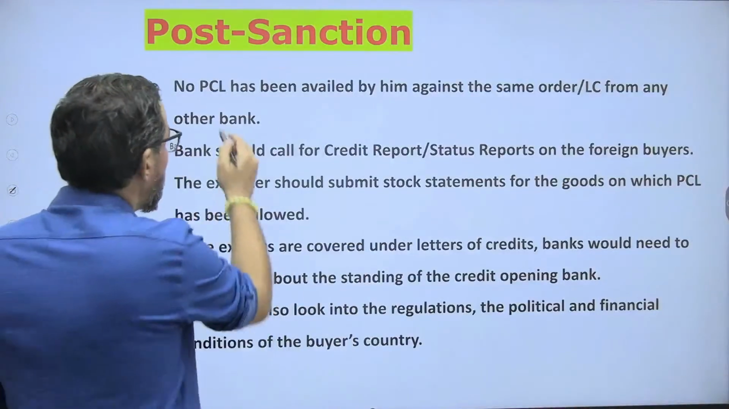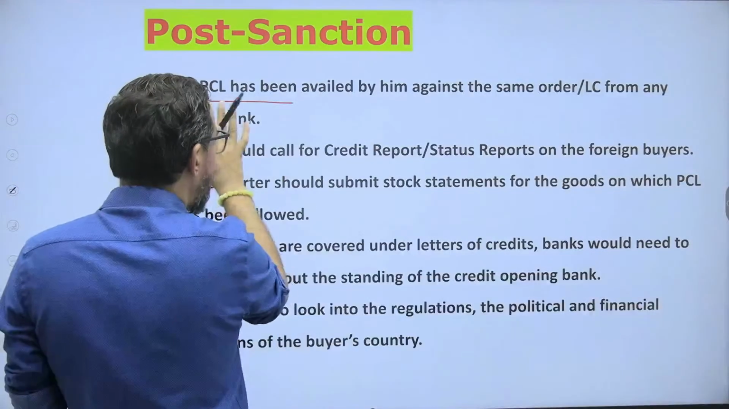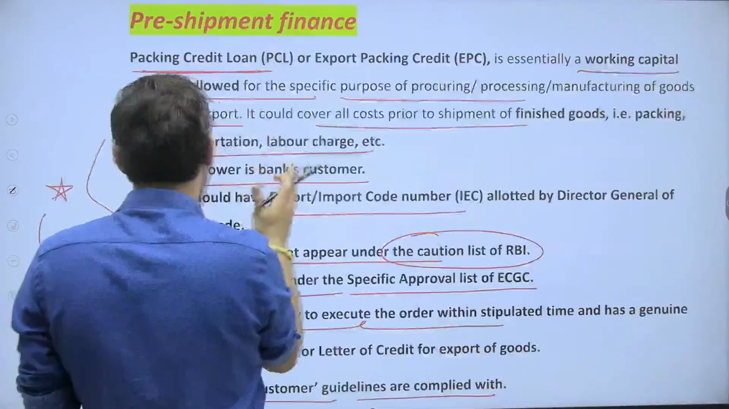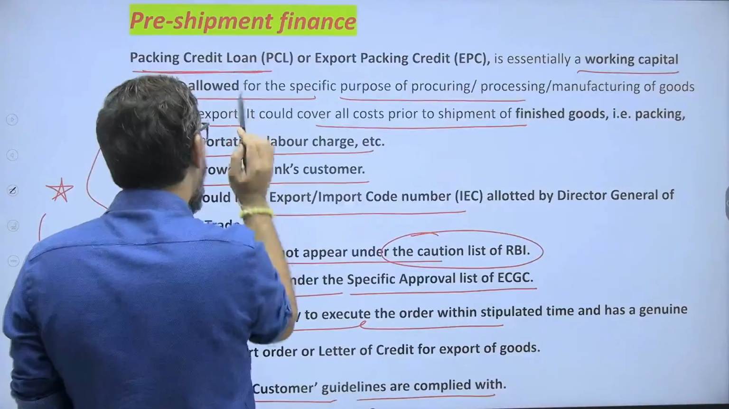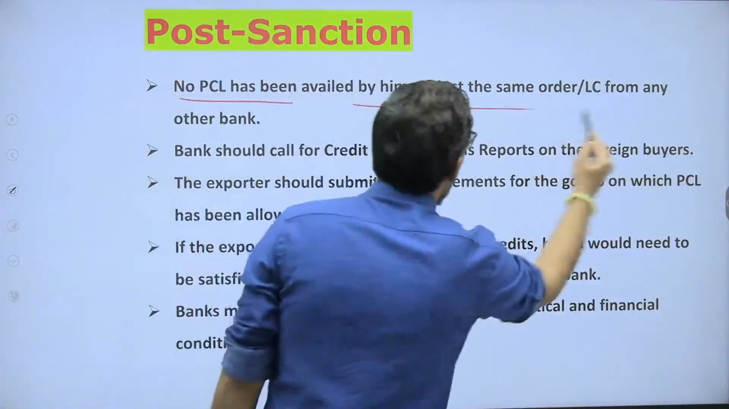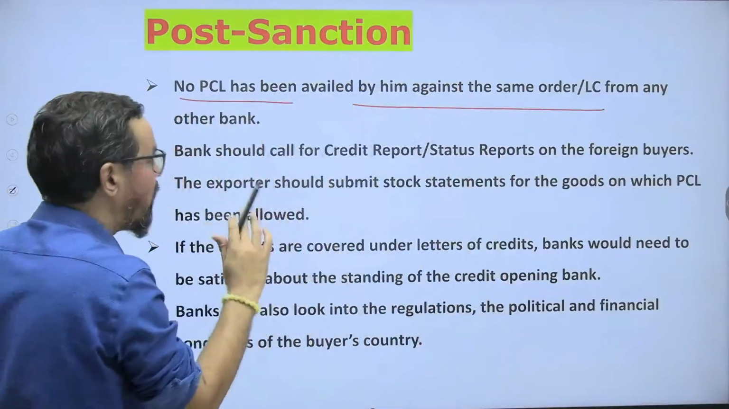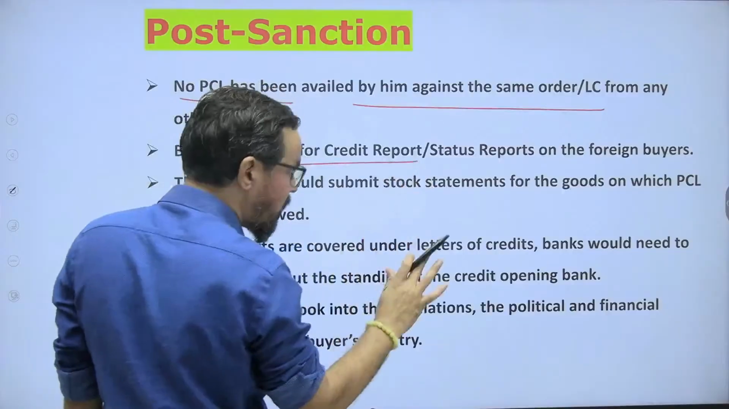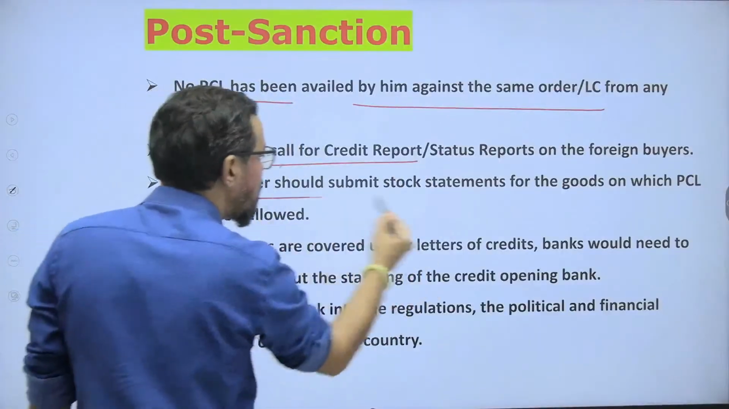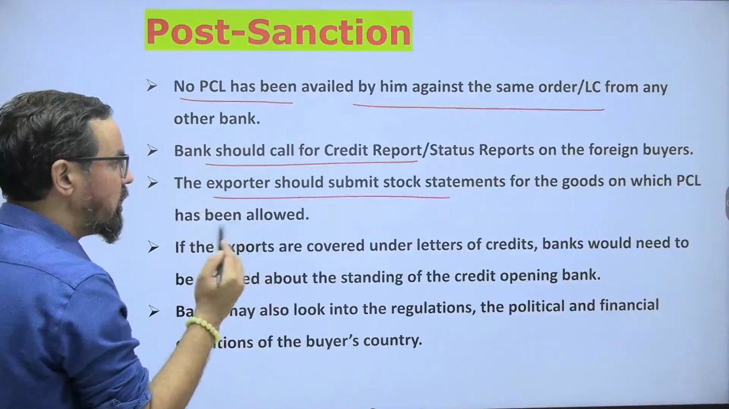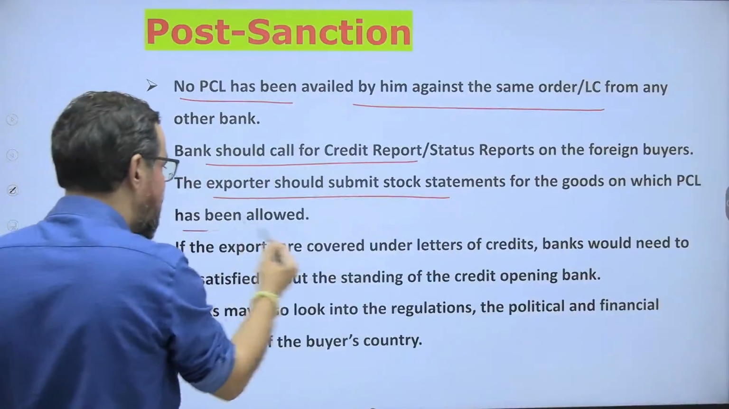So no PCL, pre-credit. What is this called here? Packing credit loan. No packing credit loan should have been availed by him against the same order or LC from other banks. Bank should call for credit report status. Exporter should submit stock statements for goods on which PCL has been allowed.